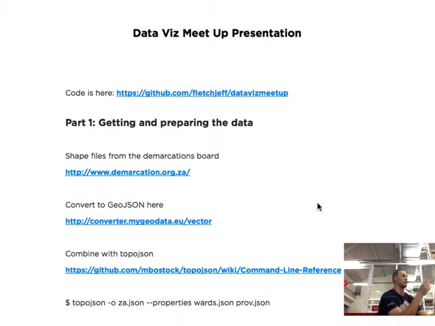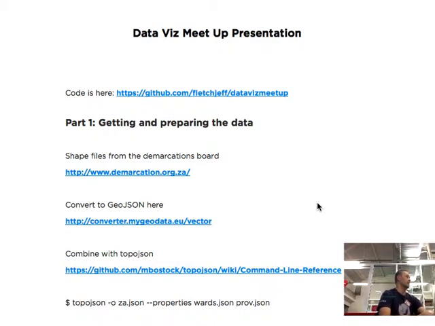Now the demarcation board is going to give you a shape file. They're going to give you a zip file, and inside that zip file are shape files and a couple of other different things. That is only really useful from a GIS tools perspective. It's not really useful from a JavaScript perspective. So you need to convert it.